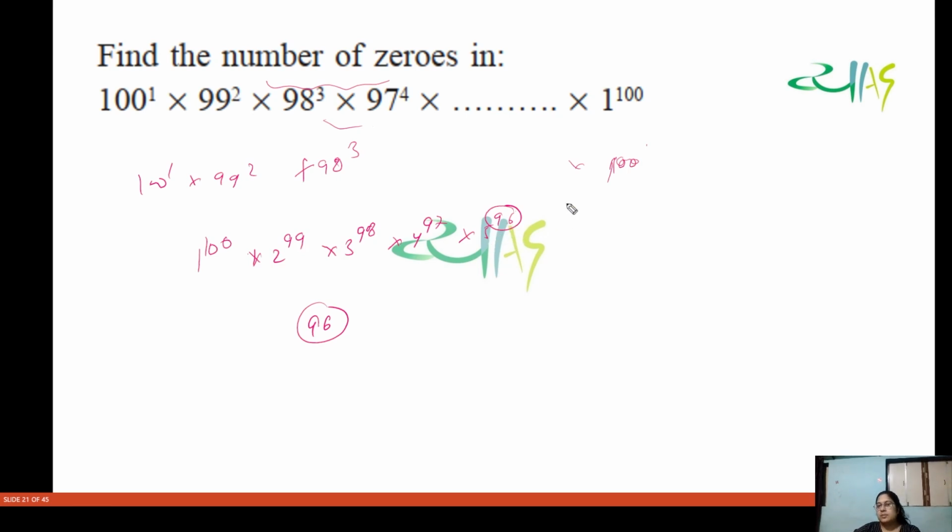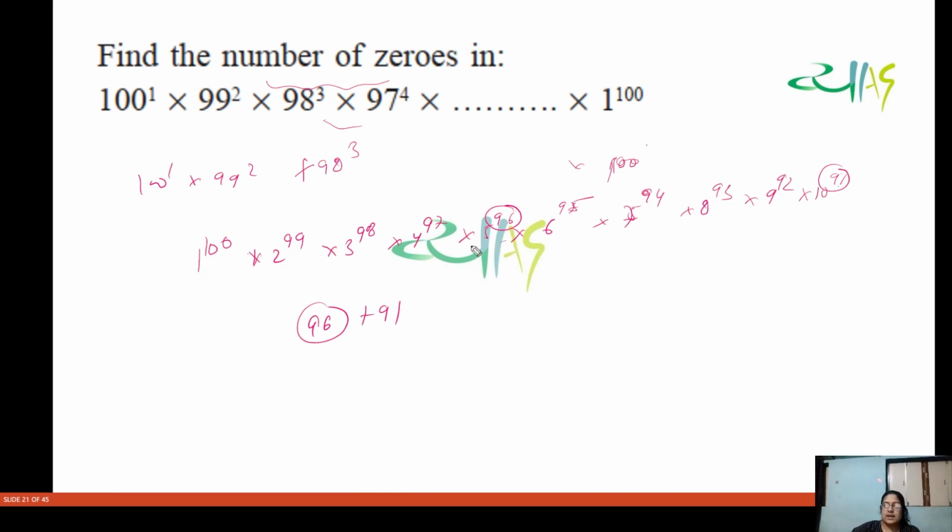Okay, so what will be the power of 10? 6 to the power 95 and 7 to the power 94, 8 to the power 93, 9 to the power 92 and 10 to the power what? 91. Okay, 10 to the power 91. So you will add plus 91 here.